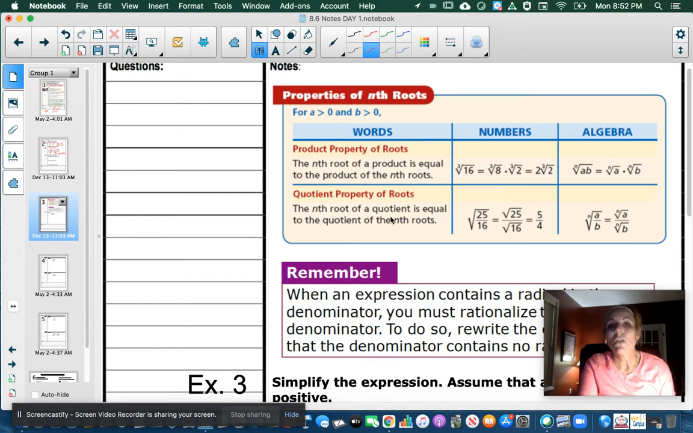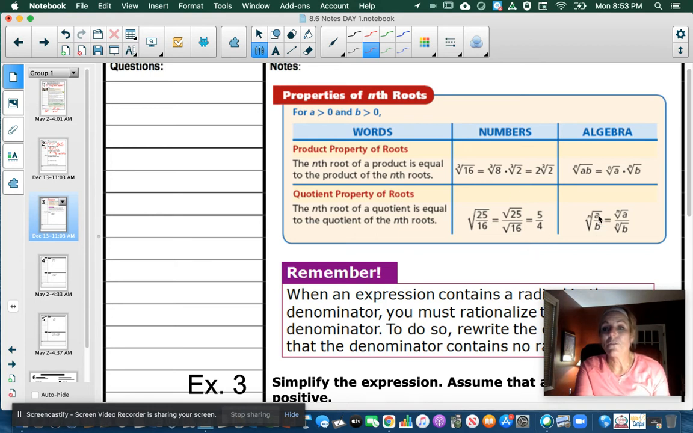The quotient property of roots says that the nth root of a quotient is equal to the quotient of the nth roots. So right here, I have the square root of 25 over 16. We can break that up into two separate radicals. We'd want to do that because the square root of 25 is 5 and the square root of 16 is 4. Makes it nice and easy.